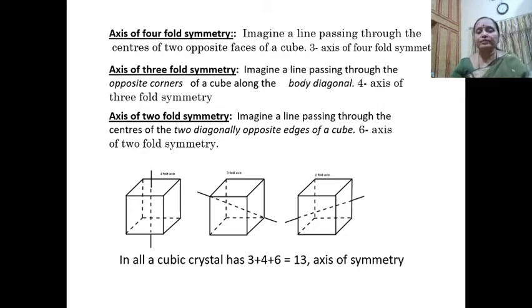In case of twofold symmetry, the imaginary line will pass through the center of the two diagonally opposite edges of a cube. When it is rotated through 360 degrees, only two times the identical appearance appears. So in a cubic crystal, I'll be having 3 fourfold axes of symmetry, 4 threefold axes of symmetry, and in case of twofold, I'll be having six pairs of diagonally opposite edges. So it is going to be six twofold axes of symmetry. So overall, I'll be having 13 axes of symmetry.